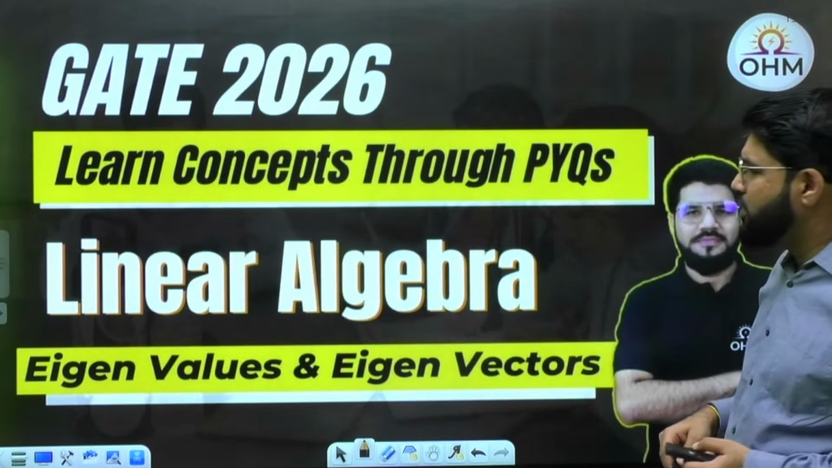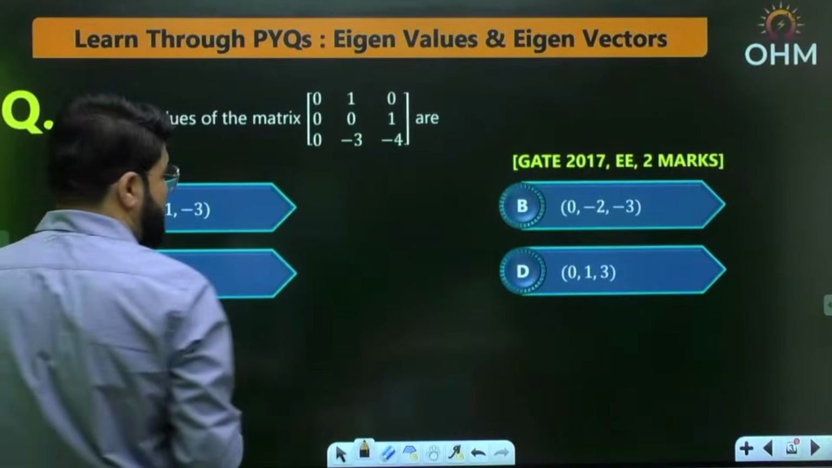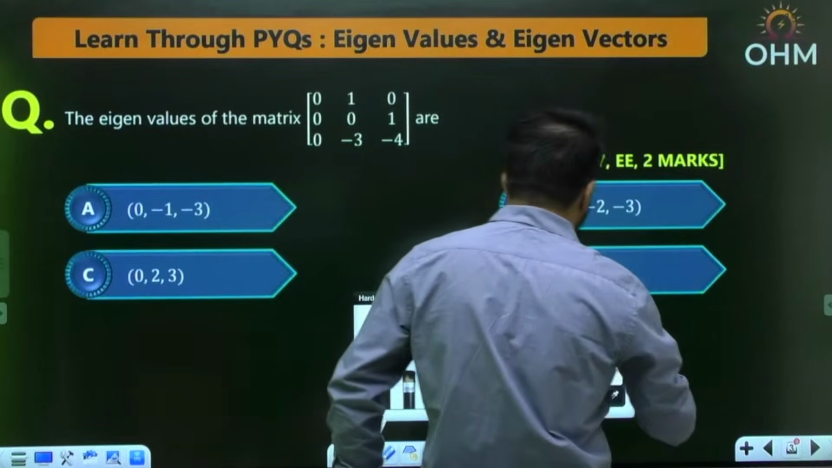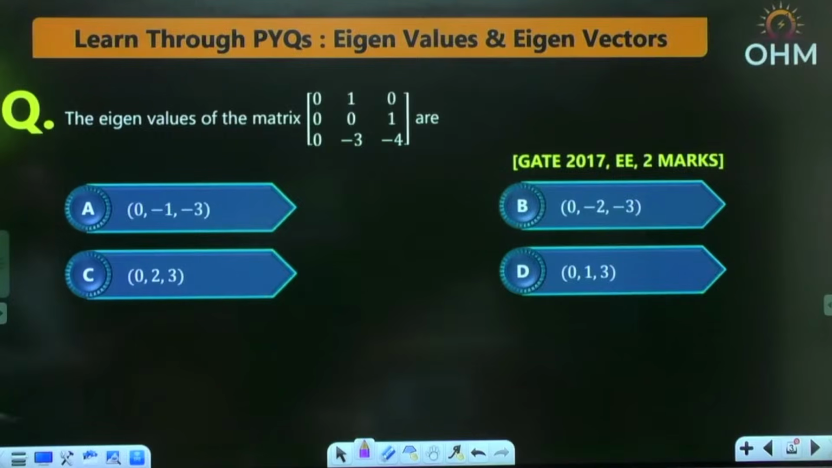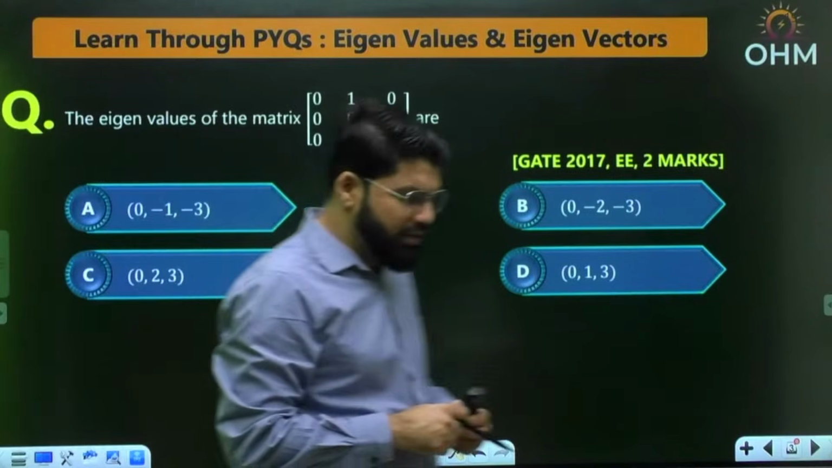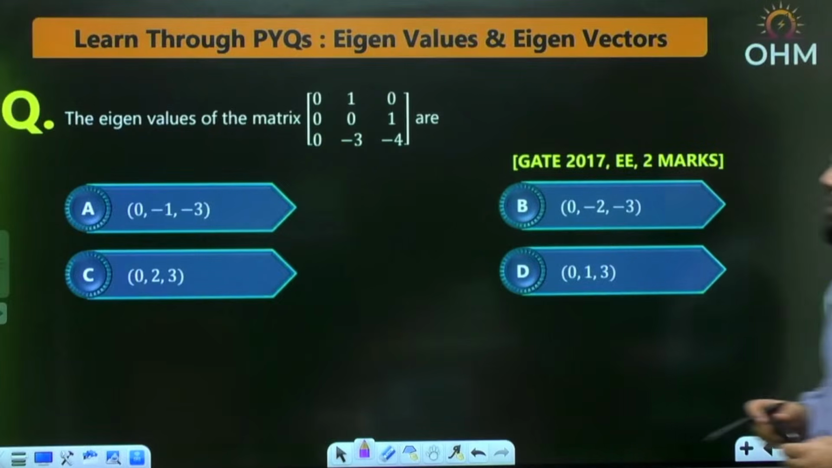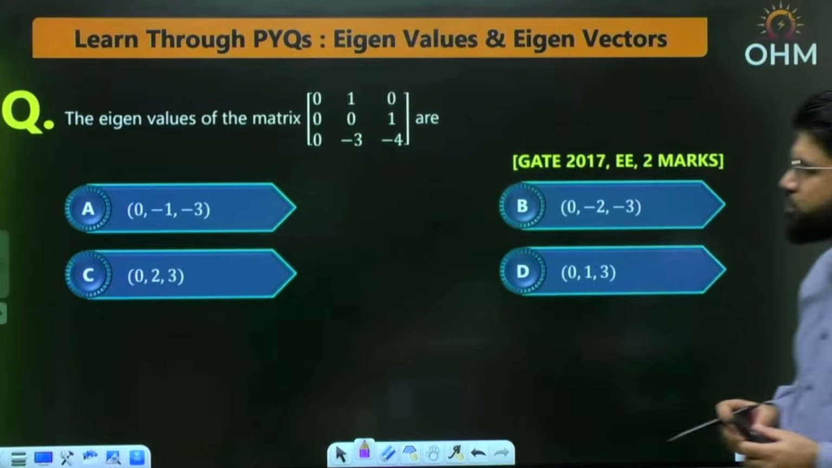Let's get started then with eigenvalues and eigenvectors. Since it is through PYQs, here is the first PYQ. GATE 2017 EE, 2 marks question. Let's have a look into it. What are the eigenvalues of this matrix? 0, 1, 0, 0, 0, 1, 0, minus 3, minus 4.